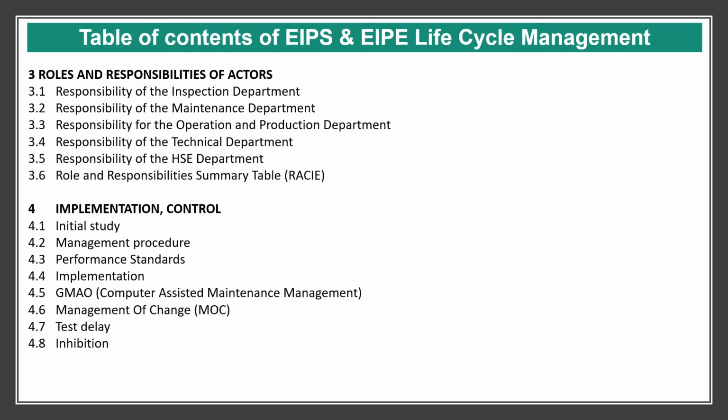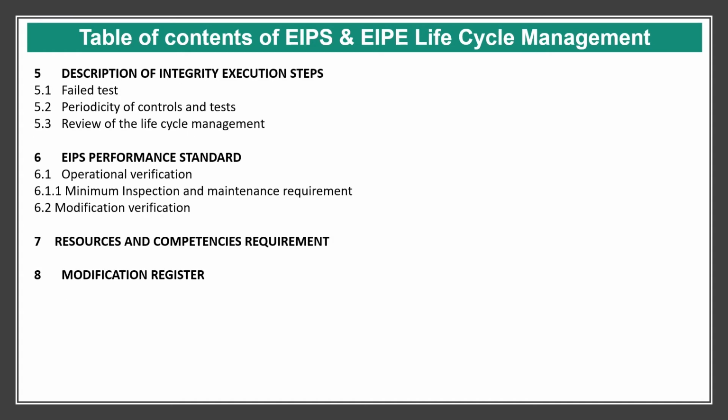Responsibilities of actors: responsibility of the inspection department, maintenance department, operation, technical department, HSE, and also for implementation and control, management procedure, performance standards, implementation, computer-assisted maintenance and management, management of change, test delay, and inhibition. About the description of integrity of execution aspect, about fail test, priority of control and test, review of life cycle management.